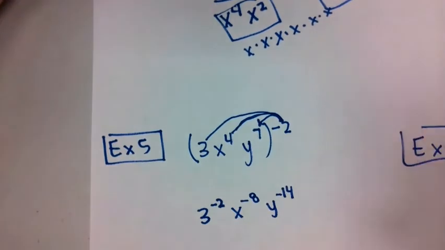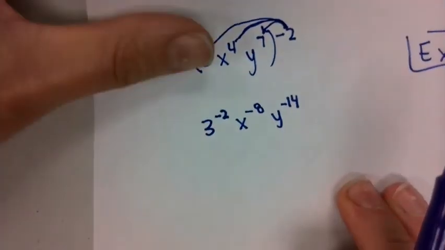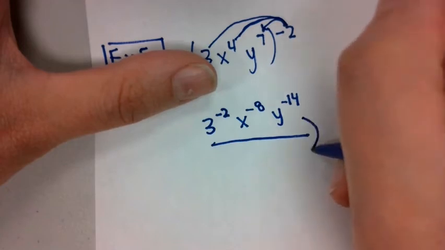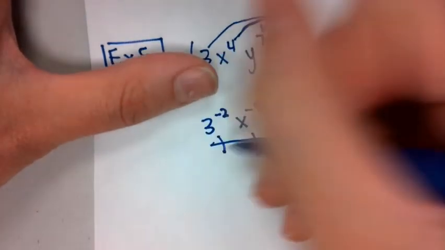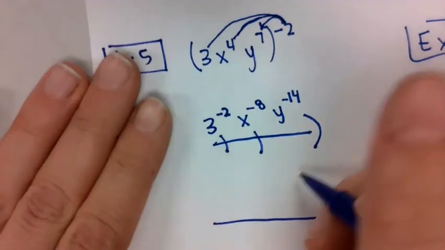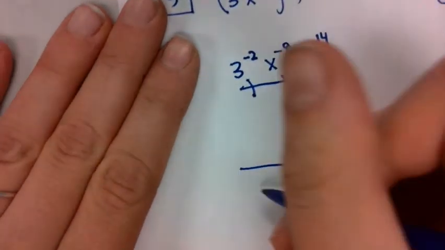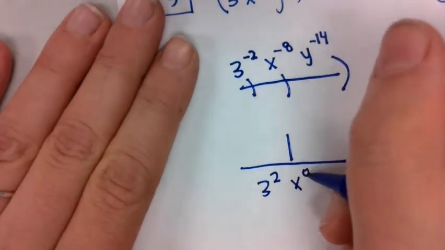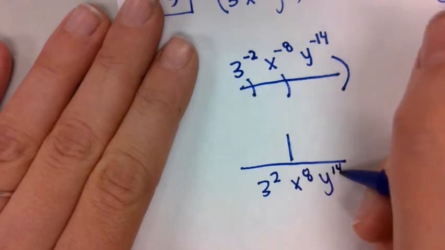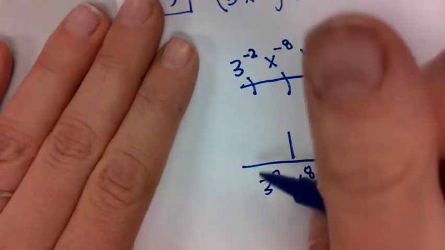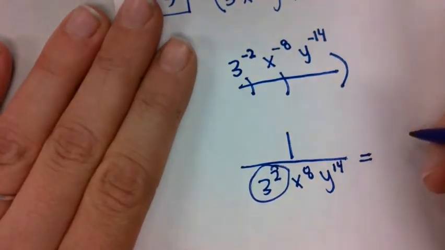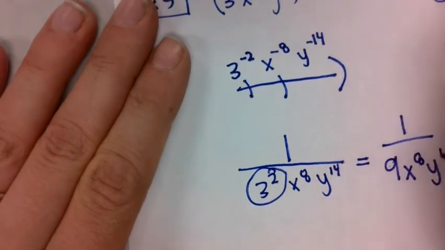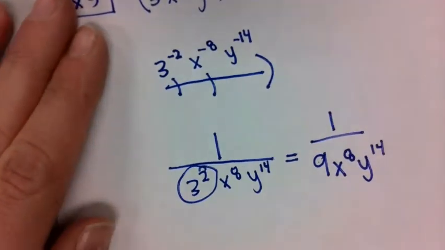Well, you notice these are all traders. So here's my imaginary fraction line, and everything's going to go to the denominator. So my new fraction remains 1 over 3 to the second. Notice my negative exponent continues to disappear. x to the 8th and y to the 14th. And the only other thing I need to do is simplify. I can simplify 3 to the second power. I know what that is. So 9, x to the 8th power, and y to the 14th power.